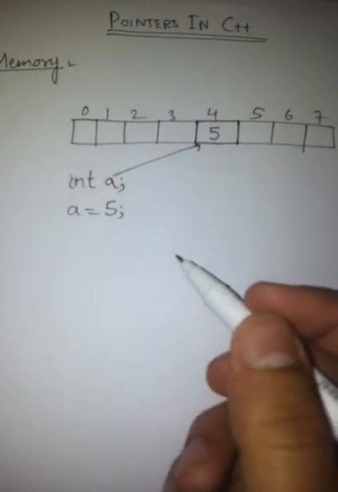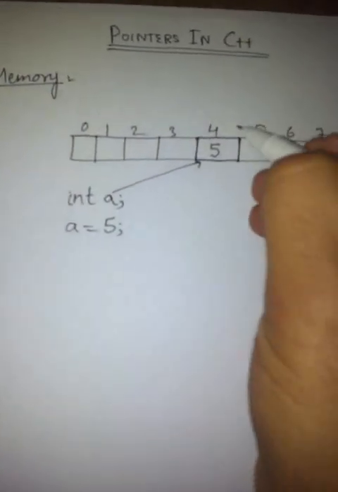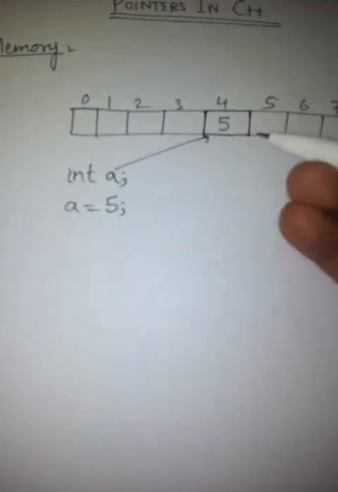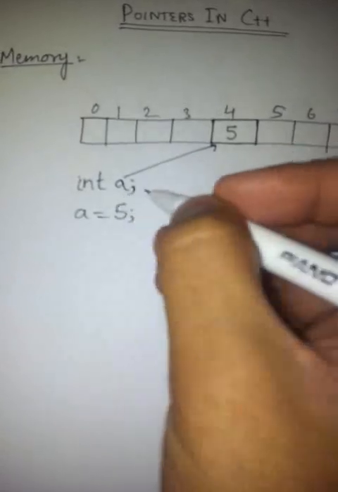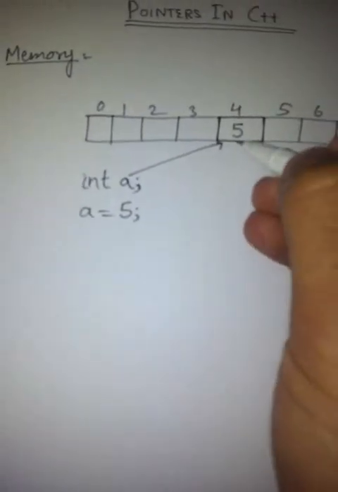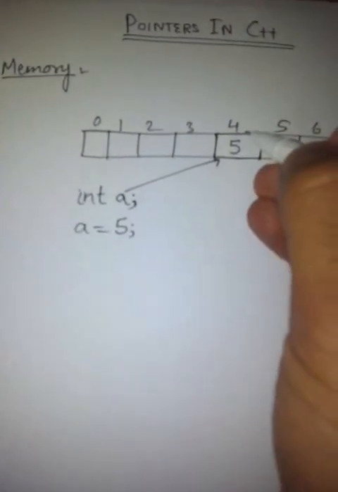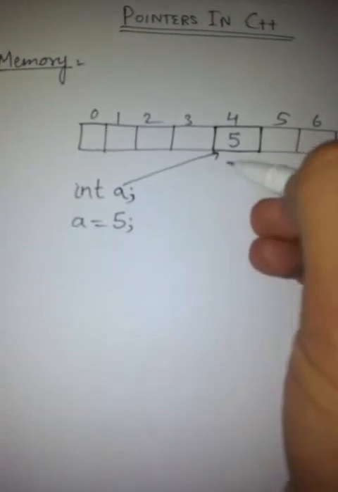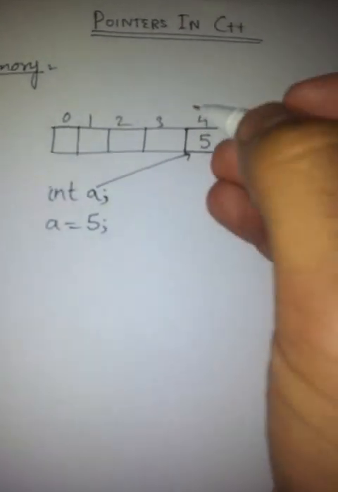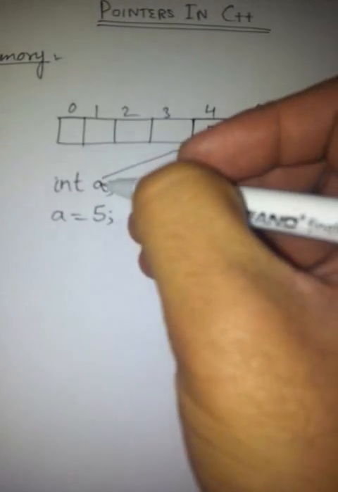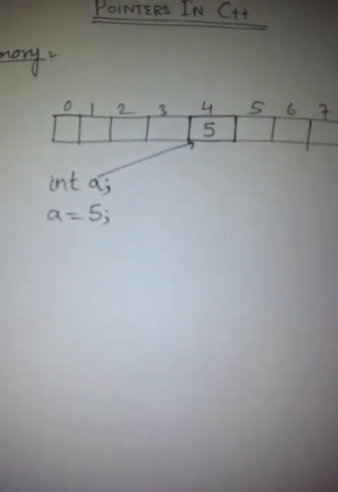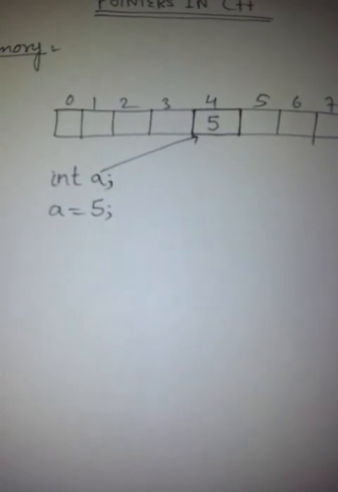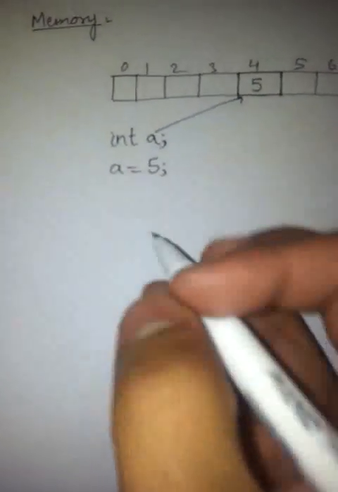This happens in the background, and one thing is very important to know: when we declare a variable like int a, we are not manually allocating cell number 4 to a. This is the job of the operating system. It does it automatically.